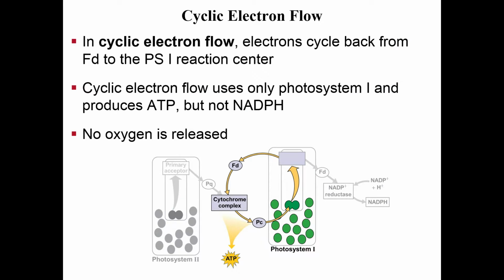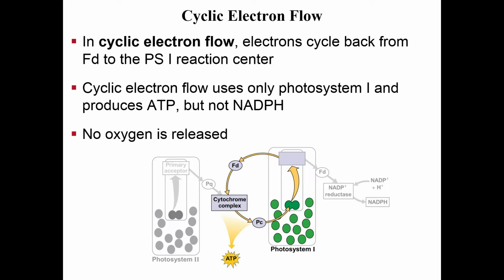Alright, so in this case, some organisms only have the proteins to make up photosystem 1. They don't have photosystem 2. Or you have a plant that can utilize and switch from using photosystem 2 and 1 to just using photosystem 1.